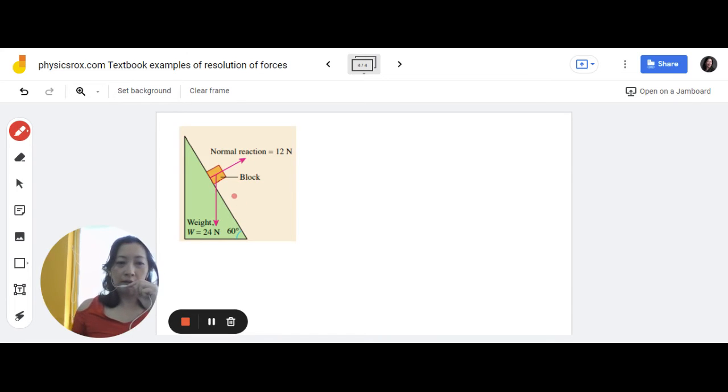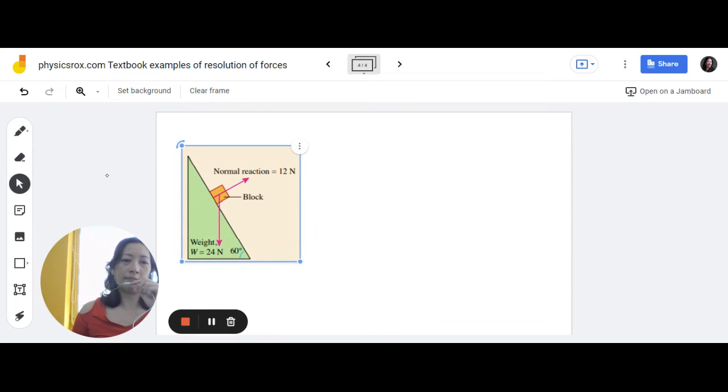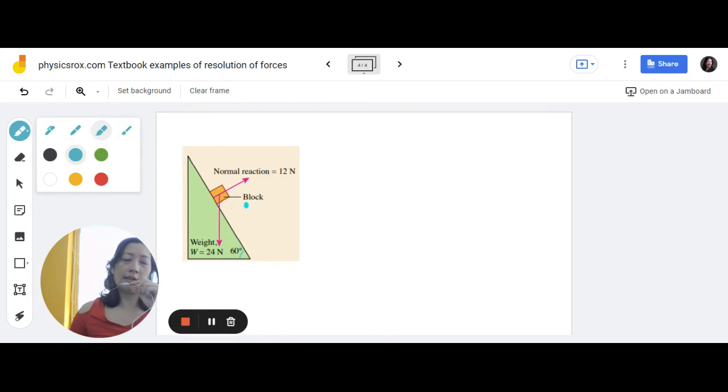Looking at this diagram, they've already drawn a few forces for us. We have the weight, and we know that the weight is always going to be following the direction of gravity. So weight is going down. But the thing is, the object doesn't move down this way because the plane is in the way, right? So what happens is the block is going to slide down this way. Okay, the block is going to slide down this direction.